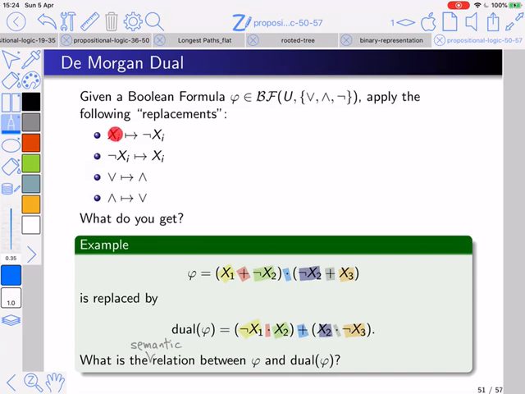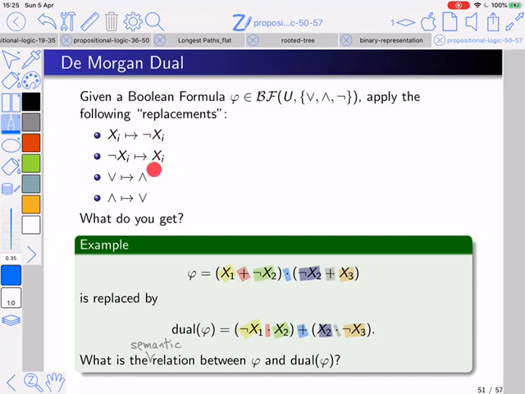Whenever one sees a variable xi, replace it with not of xi. Whenever one sees not of xi, replace it with xi. If you see an or, replace it with an and. If you see an and, replace it with an or. What do you get? So let's consider the following example. I have a formula phi, and it reads x1 or not x2 and not x2 or x3.